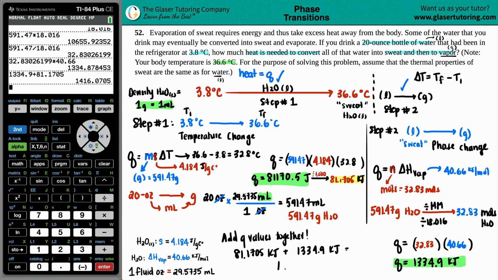I'm just going to say 1420 if we rounded it. And this would be in kilojoules. And that is the final kilojoule. This is the total heat. And that is the final answer.